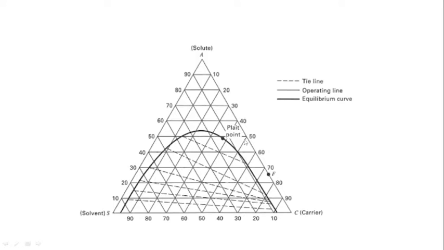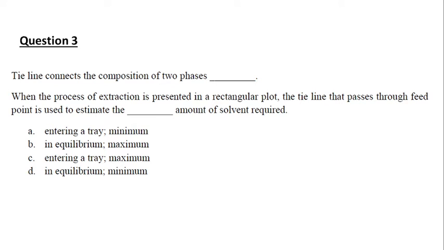Then from here we can find the delta min by joining these 2 points, like F and S, which can be extended to the outside of the triangle. Similarly, this R and E can be extended to the outside of the triangle. From there we will get the delta min, which is called the minimum difference point. From there we can obtain the minimum solvent required for extraction. So the answer for question number 3 is option D.